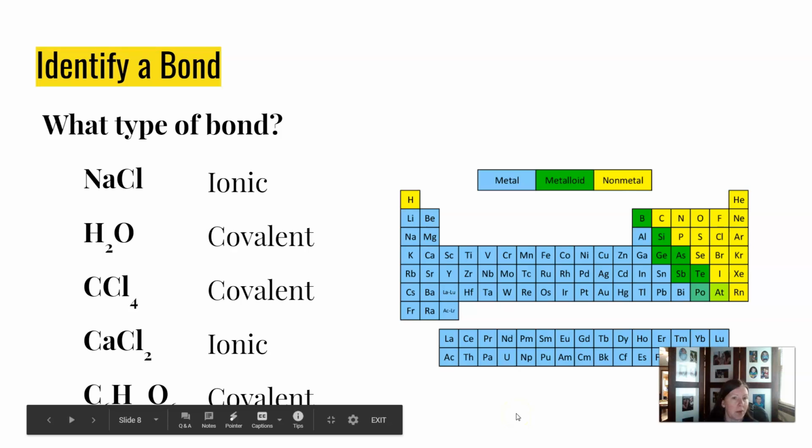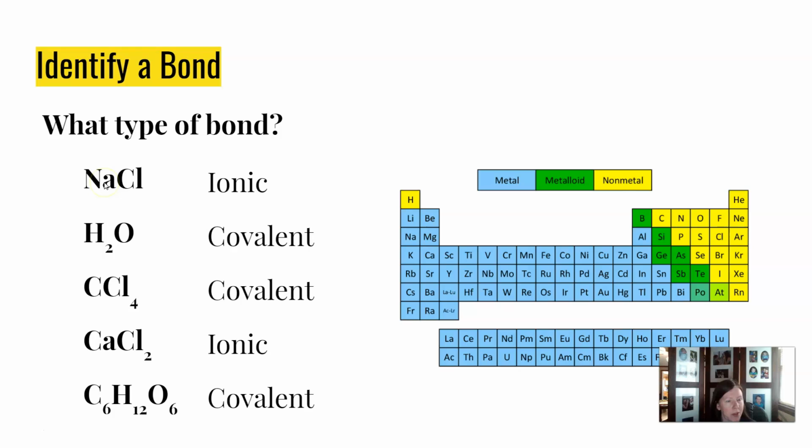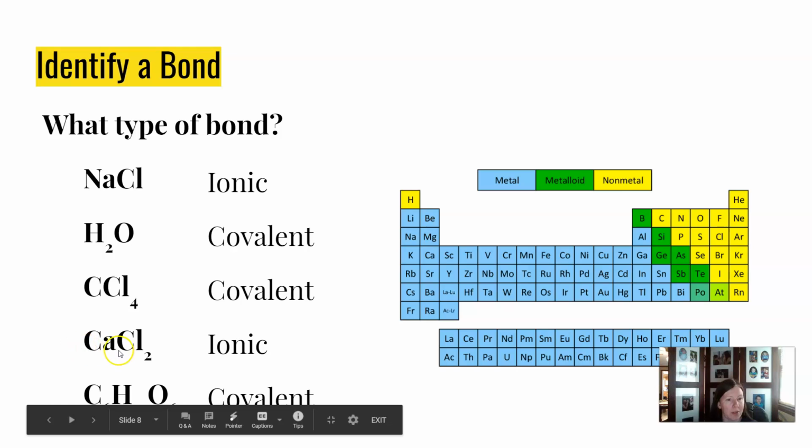So just a refresher, when we do name ionic, we name the first item, and then we name the second item, changing the ending to "ide," sodium chloride. We have another one down here, calcium chloride.